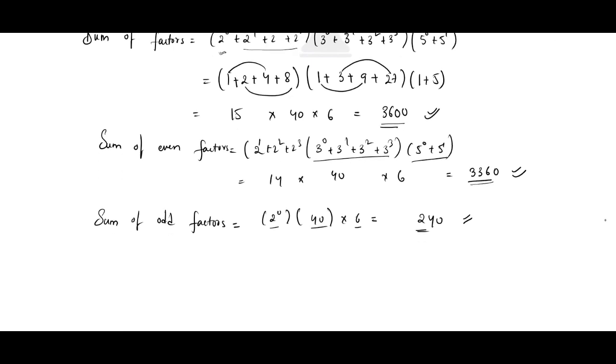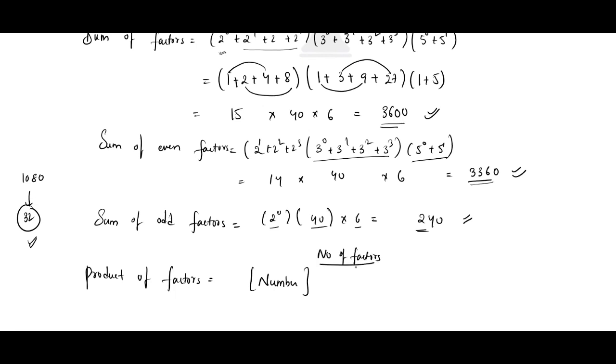Okay, and one more question, if they ask for the product of factors. See here, for 1080 we got a total of 32 factors, right? If they ask for the product of these 32 factors, simply take the number in the power of the number of factors divided by 2. See, what is the number here? We took 1080. Number of factors we got is 32, divided by 2. So the product of factors answer is 1080 power 16. Okay, now let's see the remaining formulas also.